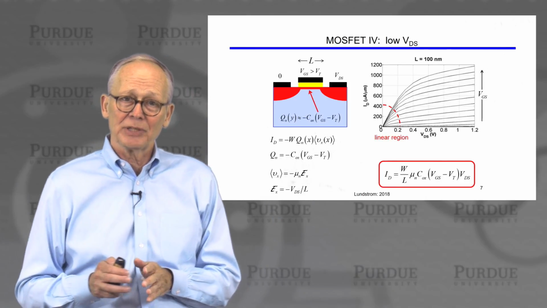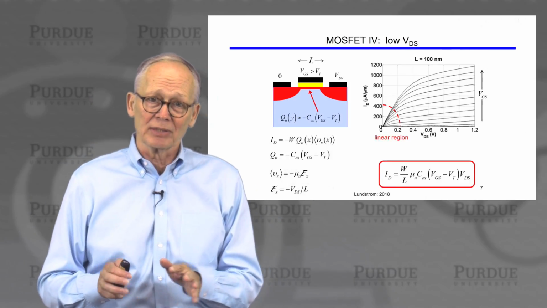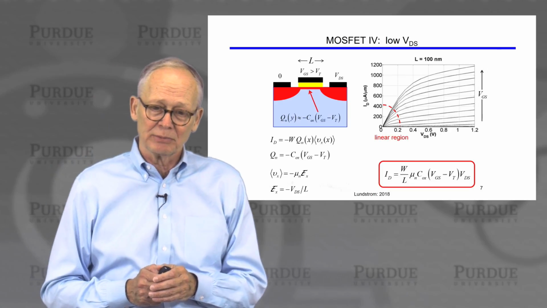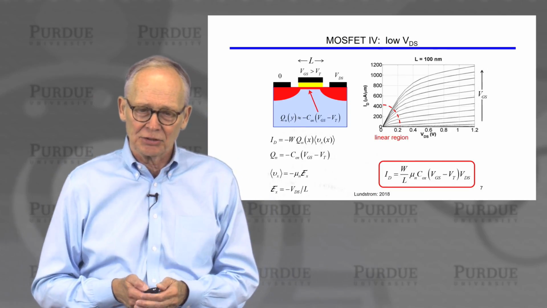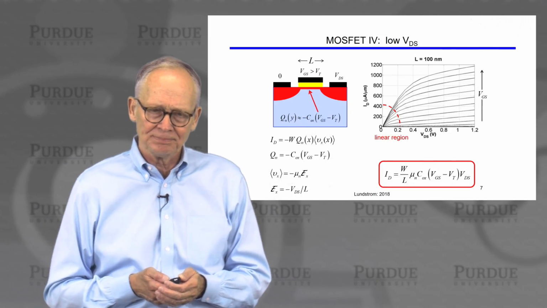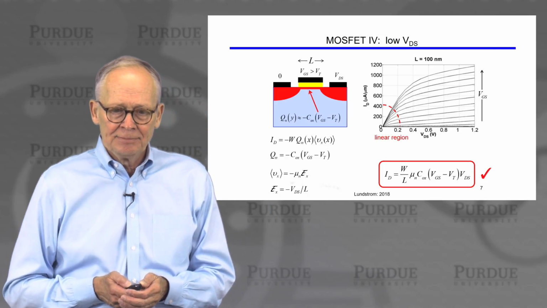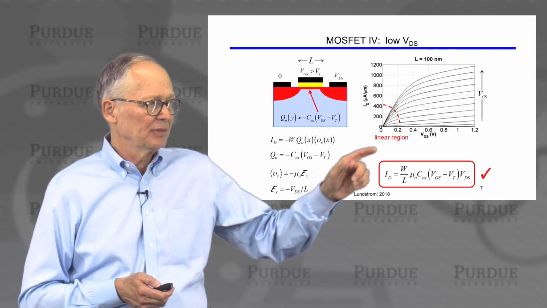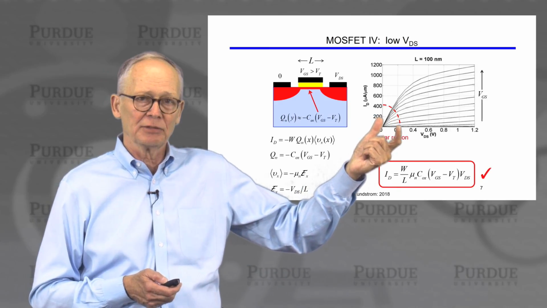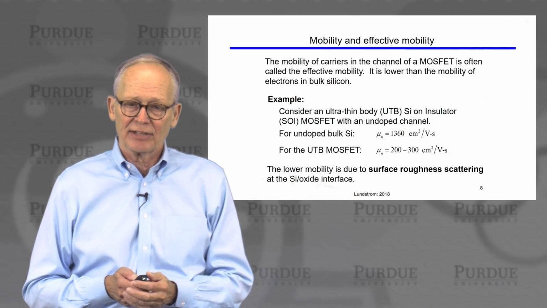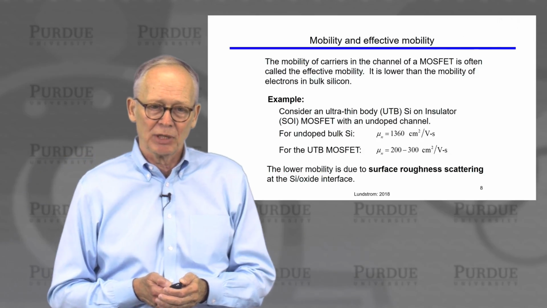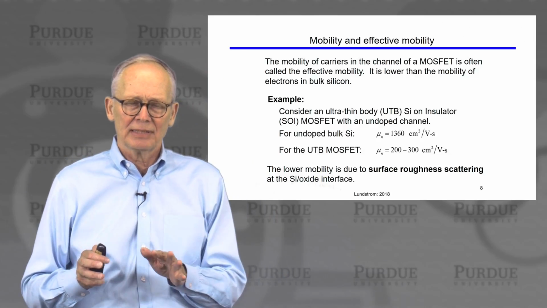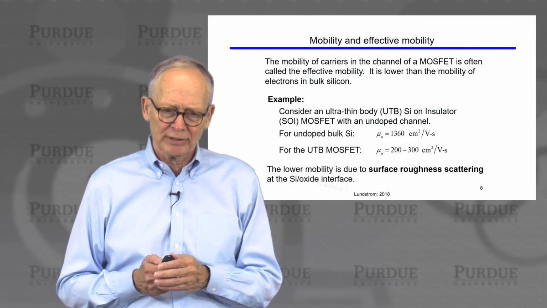This is a very simple expression. It actually works really well, even for modern transistors, as we will see. And it's quite easy to derive and to see where it comes from. All right, so we've done the first part of our task. We've derived the IV characteristics in the linear regime. We'd like to derive the IV characteristics in the saturated regime as well. But first, let me just say a quick word about the mobility.